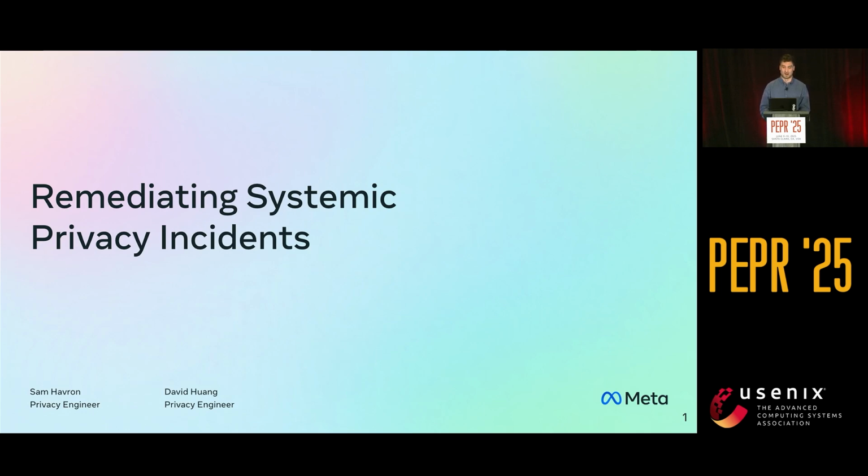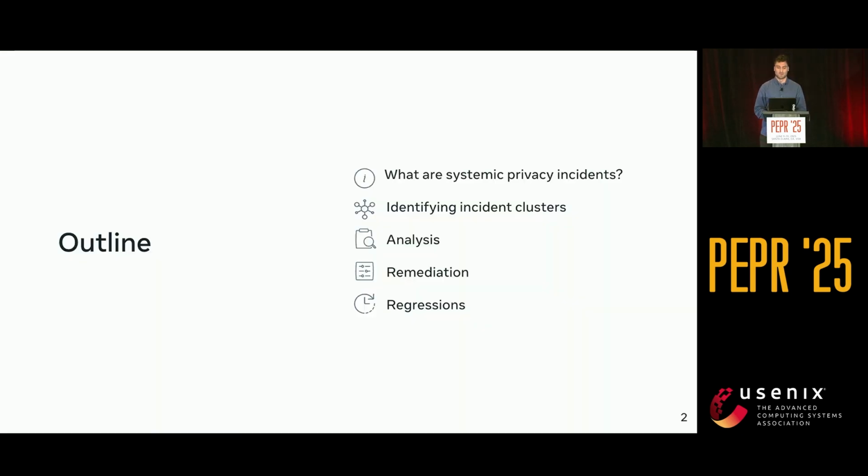I'm Sam, a privacy engineer on the incident management team at Meta, and this is joint work with my colleague David Huang. In this talk, we'll walk through what systemic privacy incidents are, how to find them, analyze them, remediate them, and monitor them for regressions.